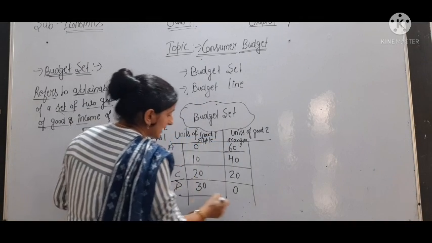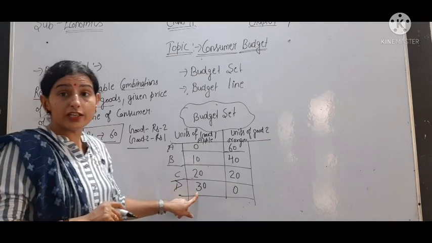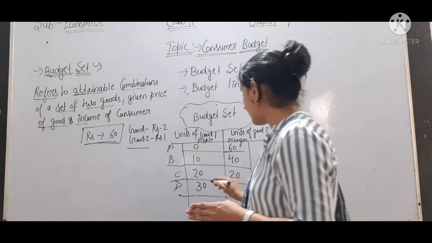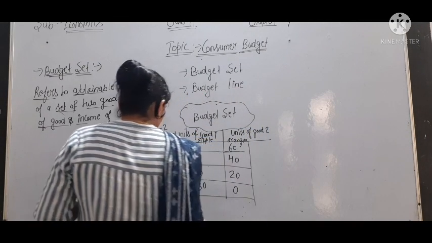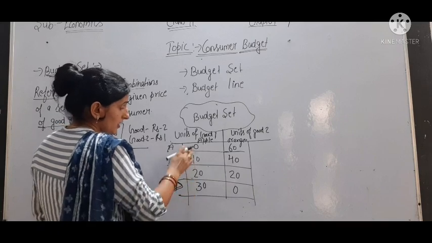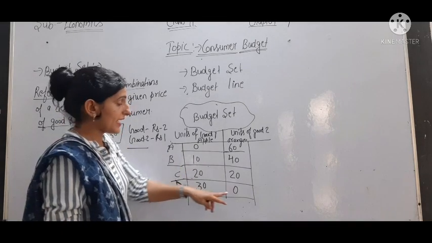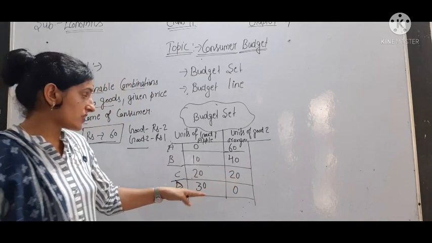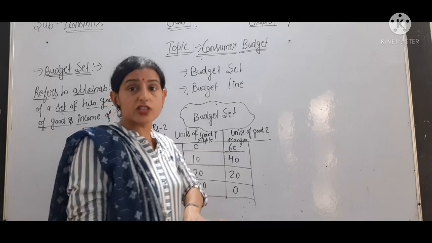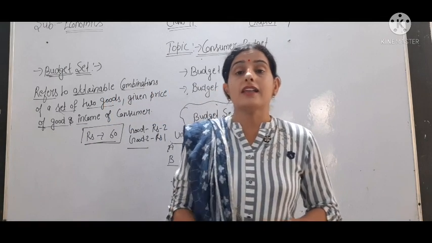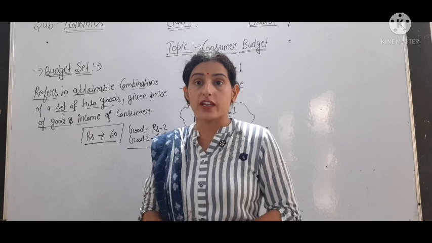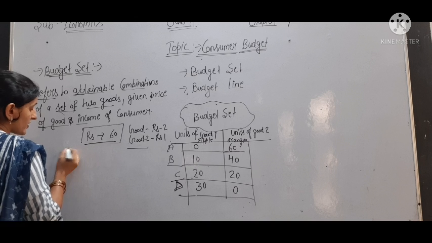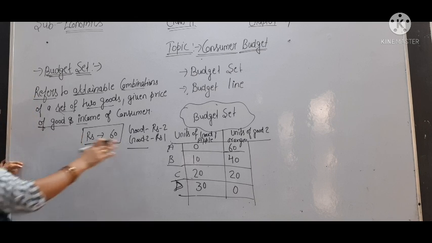And in combination D, the consumer is consuming 30 units of good A. It means he is spending his entire income on good A. So in combination D, the consumer spends his whole income on good A and takes 0 quantity of good B. We can say orange. So these are the attainable combinations, the combinations which can be attained by the consumer, as the income of the consumer and the prices of the goods are given.